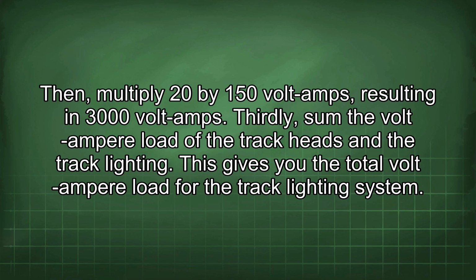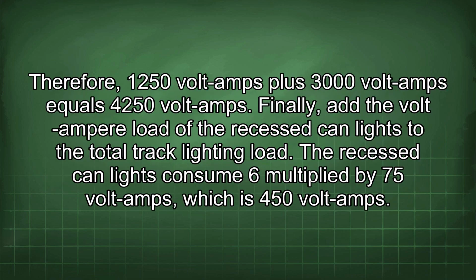Thirdly, sum the volt-ampere load of the track heads and the track lighting. This gives you the total volt-ampere load for the track lighting system. Therefore, 1250 volt-amps plus 3000 volt-amps equals 4250 volt-amps.